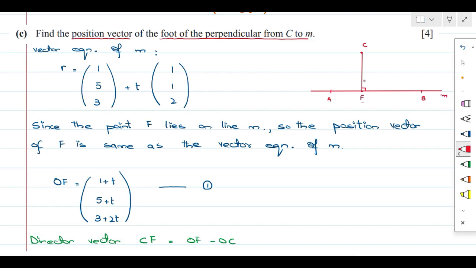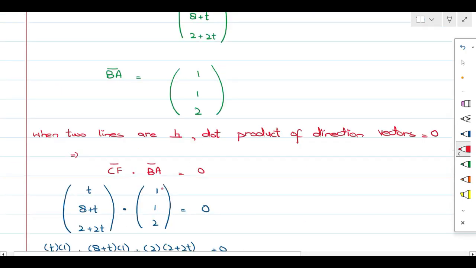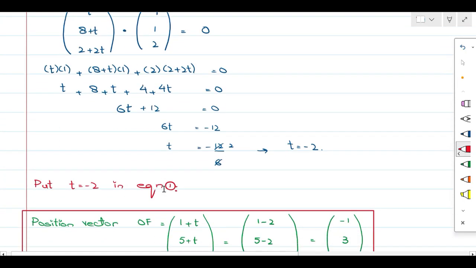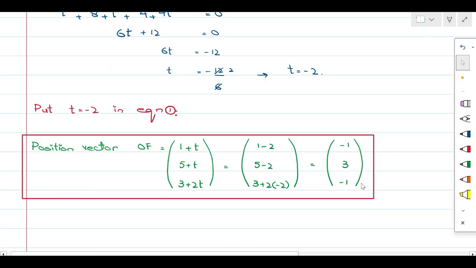Now we use the concept of perpendicular. When two lines are perpendicular, we use the concept of their gradients, right? In vectors, we can say gradient as direction vector. So it means the direction vector CF and the direction vector of the line M, their dot product must equal 0, right? We put the dot product equal to 0, solve for t, and substitute that t into OF, and we get the position vector OF.